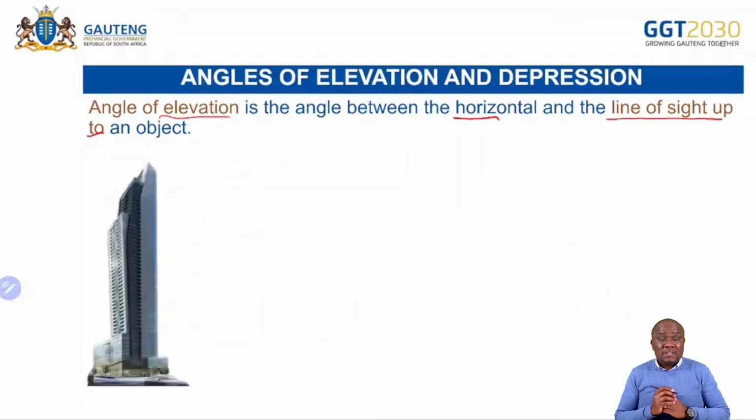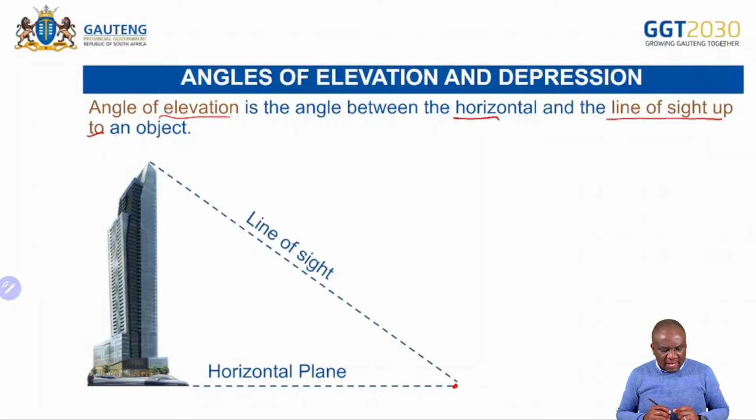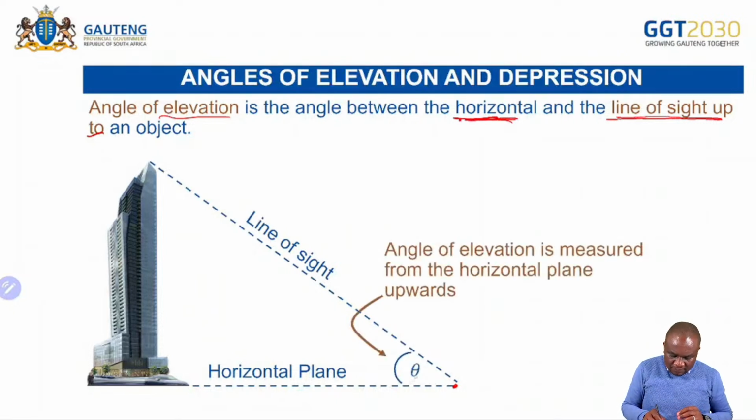Let's have a diagram. Let's have this tall building, and then I'm the observer. I'm here, the observer. My eyes are here, and then I'm looking at something up the building. You see, and then this is the line of sight. So the angle of elevation is the angle between the horizontal and the line of sight to an object. So I'm looking at something at the top of the building, and then this angle formed by the line of sight and the horizontal plane is called the angle of elevation.